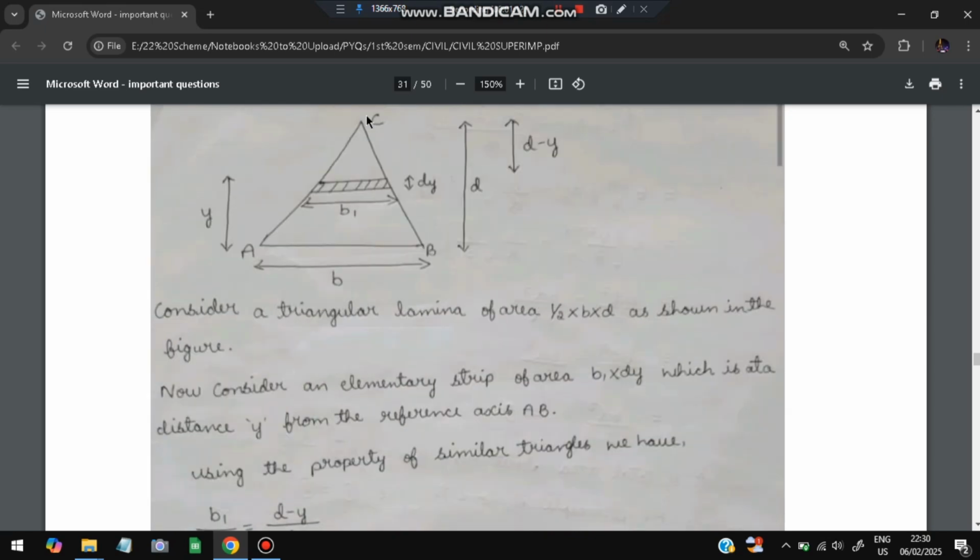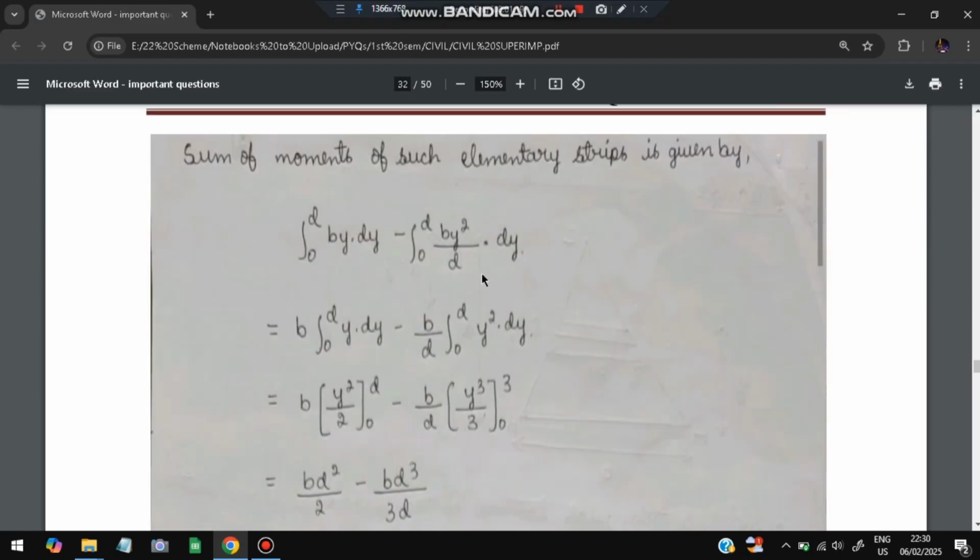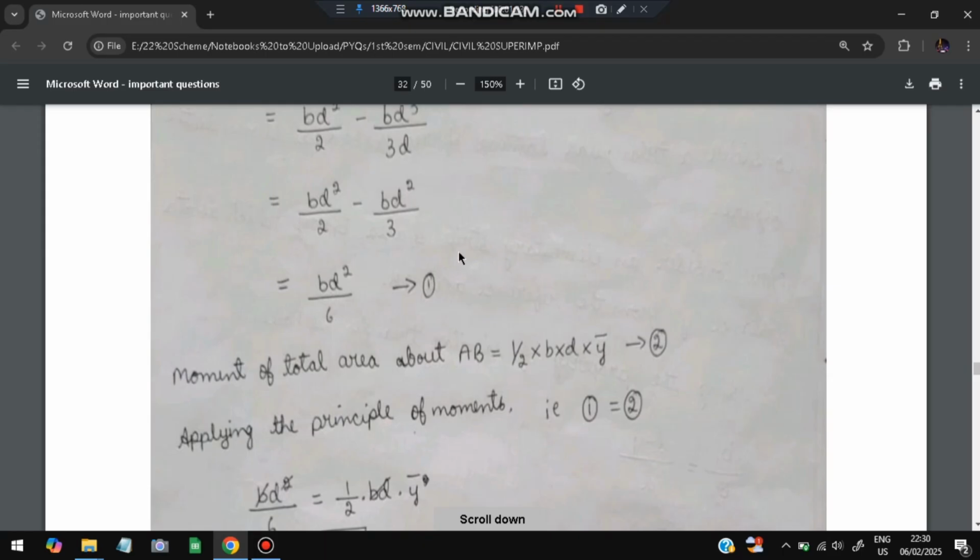So we get the value of b1, and once we have the value of b1 we can calculate the area of the elementary strip, which is b1 into dy. Now we integrate it from 0 to d, and we are able to calculate the sum of the moments of the elementary strips over the whole area.